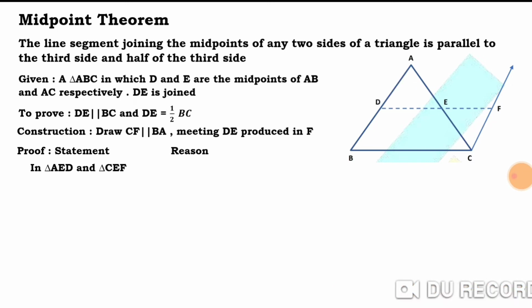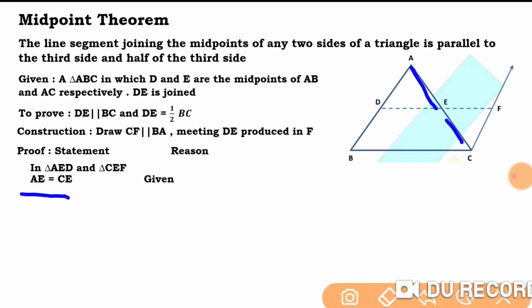Let us see the next step. AE is equal to CE. Why? Because we have considered that E is a midpoint. If E is a midpoint, then AE must be equal to CE, because it is already given. So that is the reason given. Let us see the next thing.